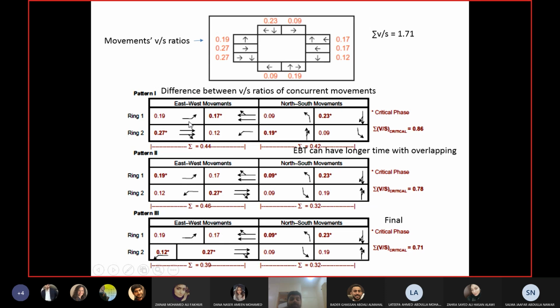So in pattern 1 they are going with the easiest arrangement of the phases. Okay, so you can see here through and left turn together, which is normally the case, right? Through movement and left turn for the same side happen together. Okay, so you can see here through and left turn together for all movements. This is for eastbound, this is for westbound, this is for northbound, this is for southbound. Okay, and the V by S ratios for these movements are shown here.